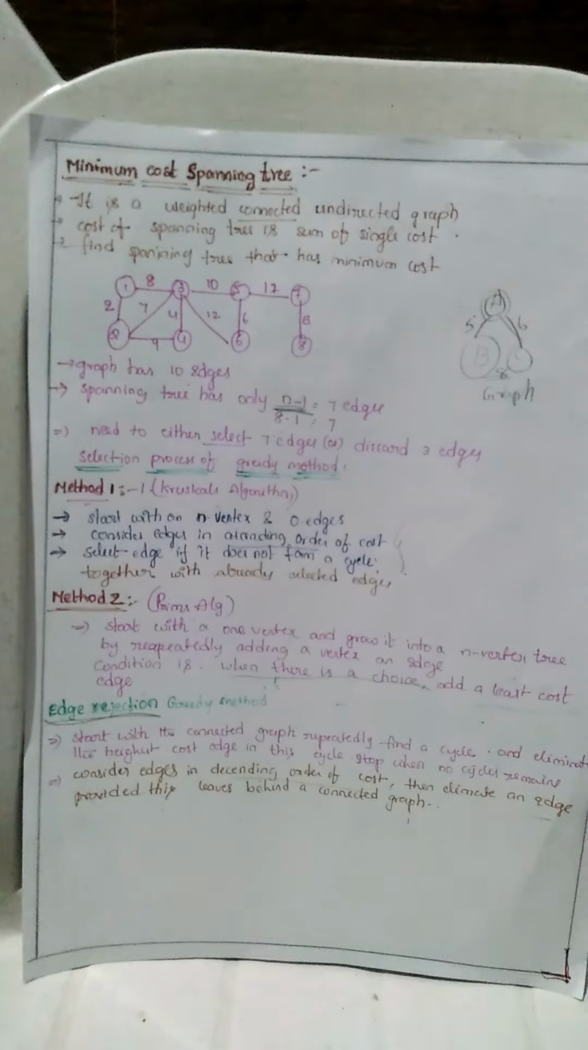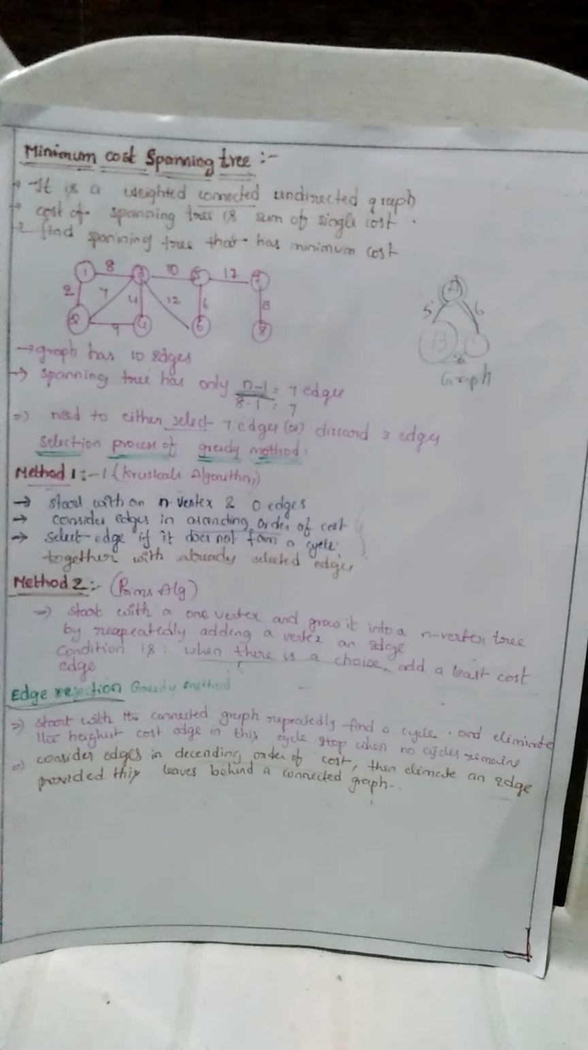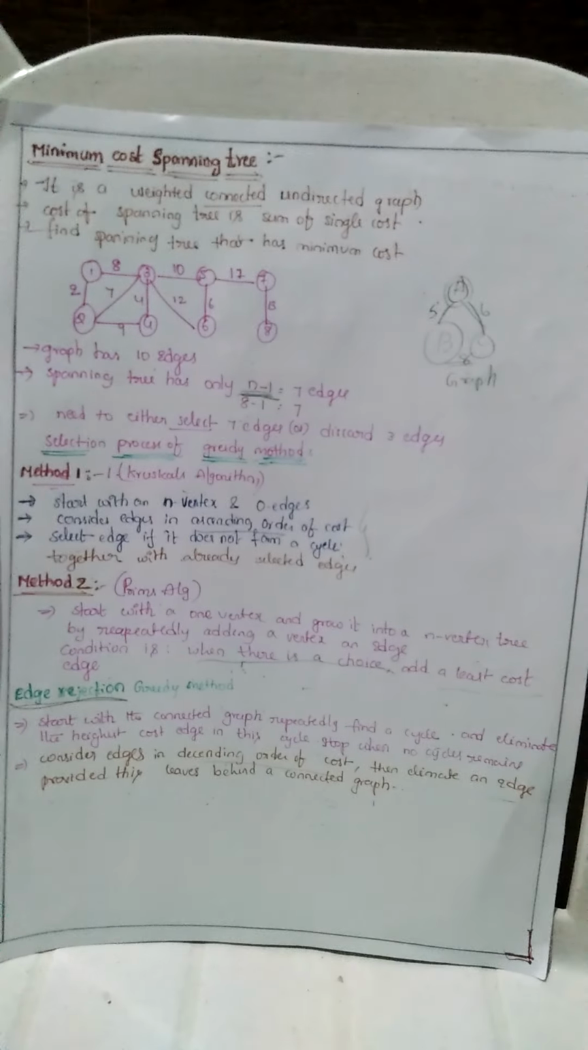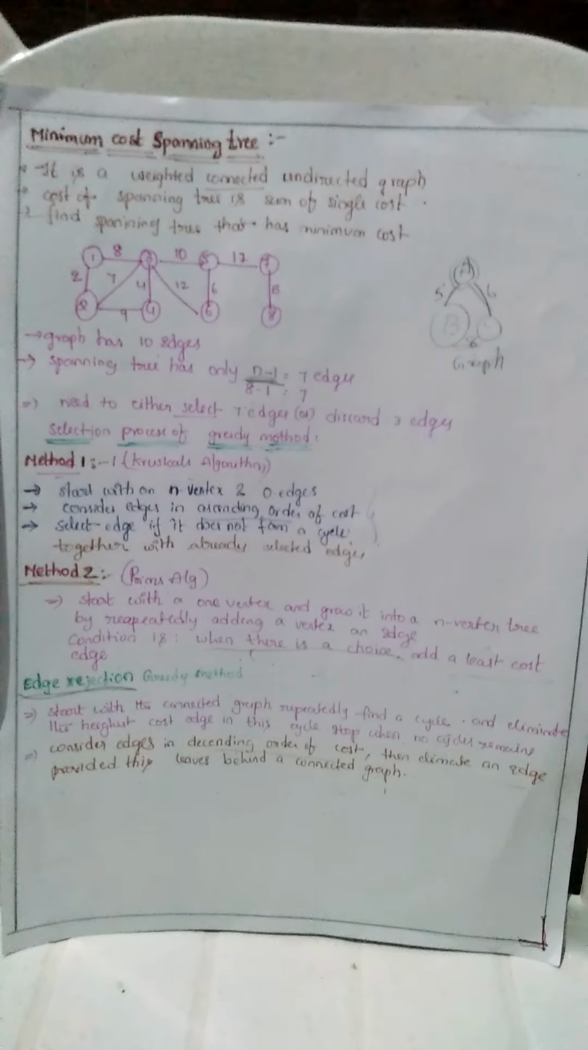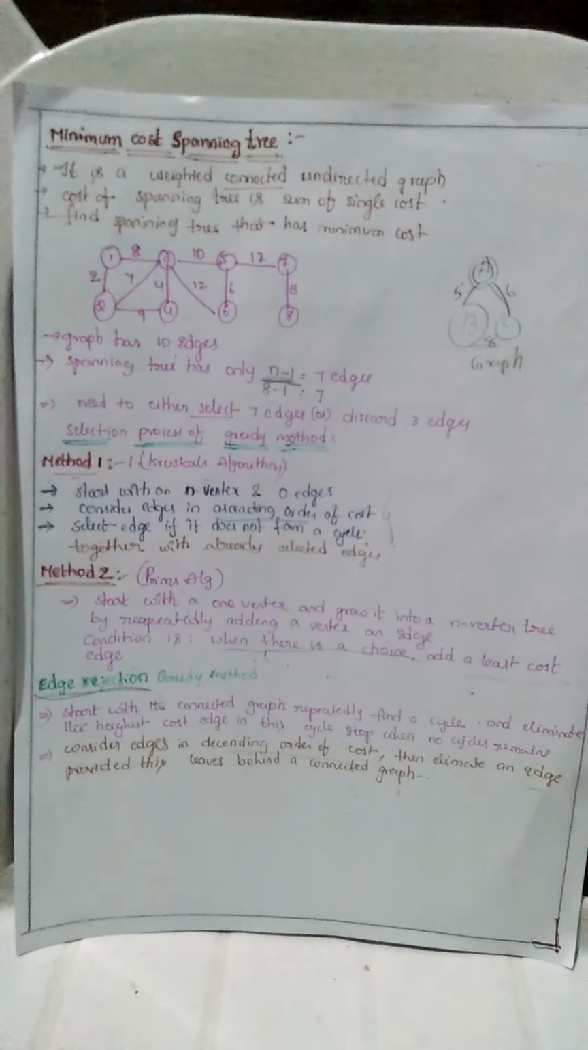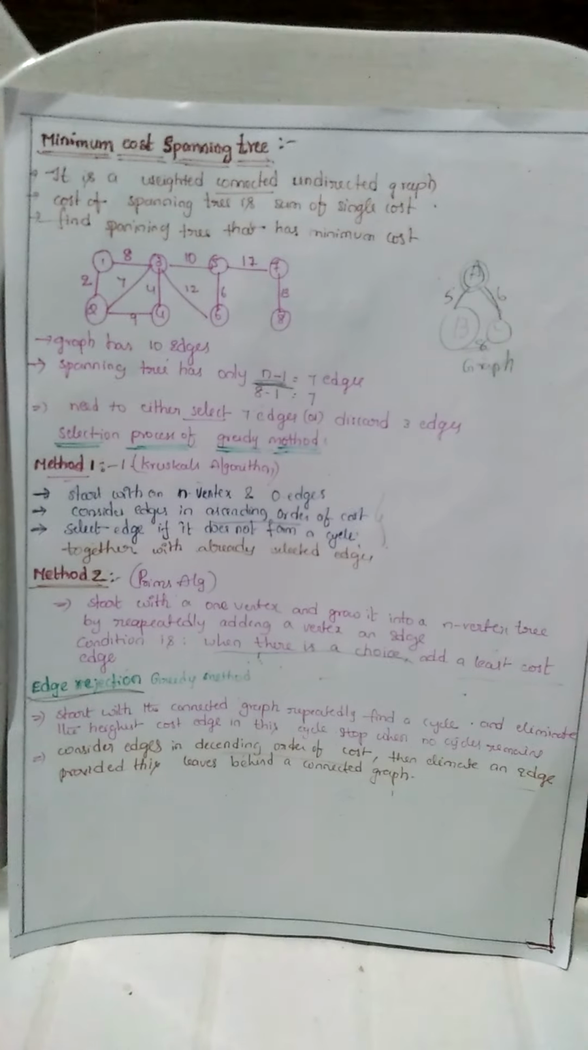Here it is a weighted, connected, undirected graph. What is that? Minimum cost spanning tree is nothing but a weighted, connected, undirected graph. It is a graph. Why? Because it has a number of vertices and a number of edges. But what is the speciality of the minimum cost spanning tree? It is a weighted, connected, undirected graph.